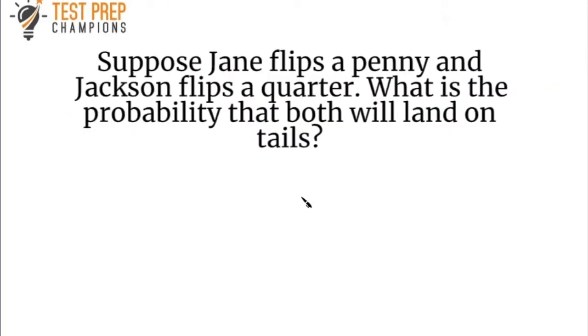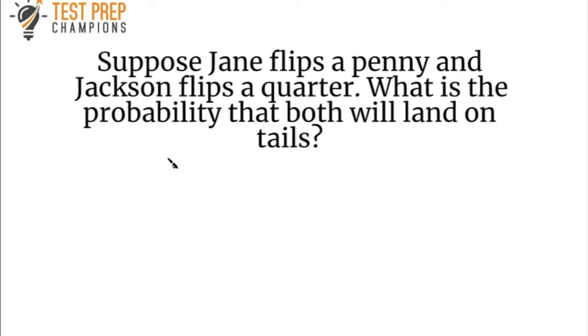So the question says, suppose Jane flips a penny and Jackson flips a quarter. What is the probability that both will land on tails? So pause the video, try to figure this out, and then we'll go over it. Okay, so let's go over this question now. If Jane's going to flip a penny and Jackson's going to flip a quarter, both of these events are independent of each other. So the probability of that penny landing on tails is independent of the probability of the quarter landing on tails.